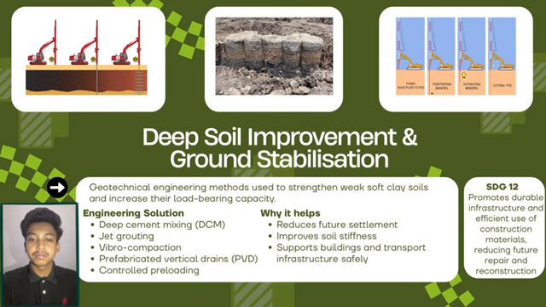The second pillar focuses on geotechnical engineering methods designed to strengthen weak soft clay soils and increase load-bearing capacity. Primary engineering solutions involve deep cement mixing (DCM), jet grouting, vibrocompaction, prefabricated vertical drains (PVD), and controlled preloading. These methods help reduce future settlement, improve soil stiffness, and safely support buildings and transport infrastructure.